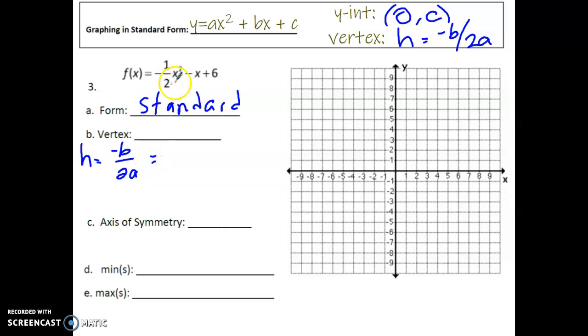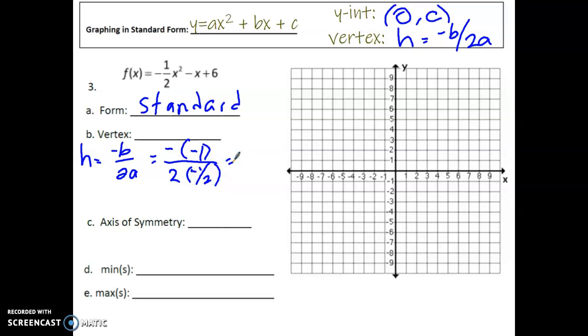All right, let's substitute in. So b is the number that's in front of x, and in this case, the number that's in front of x is a -1. So be really careful when this one is a negative. I have a negative in my formula, and I also have a negative value for b, so I need both negatives there. 2 is in my formula. And then a, I see a is the one that's in front of the x squared, and a is going to be -1/2.